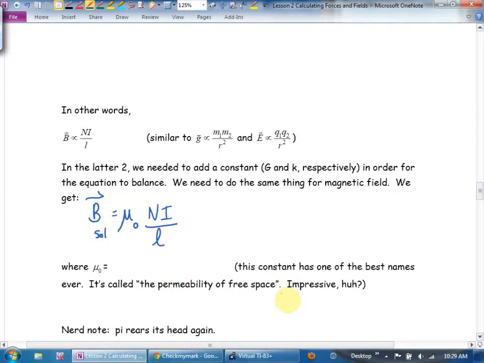Dylan, what did you learn today in school? Mummy, I learned about the permeability of free space. Oh, Dylan, you're so smart. We're so proud of you. You are ever so much smarter than your brothers and sisters.